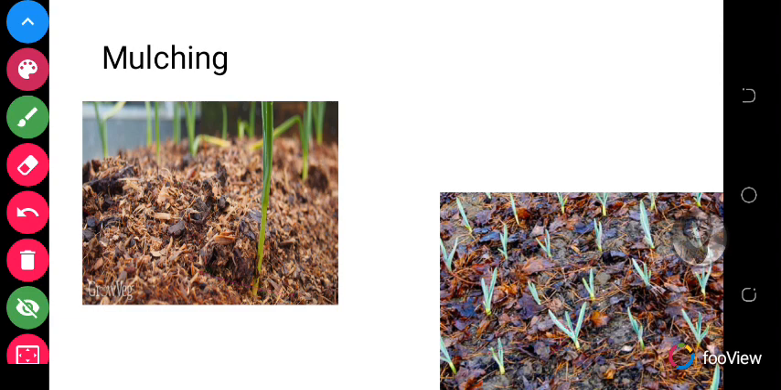Now, the importance of mulching is it helps conserve the water in the soil. It checks weed growth. It makes sure that weeds do not grow, and it checks soil erosion. It adds nutrients to the soil, humus to the soil, and it keeps the soil cool.